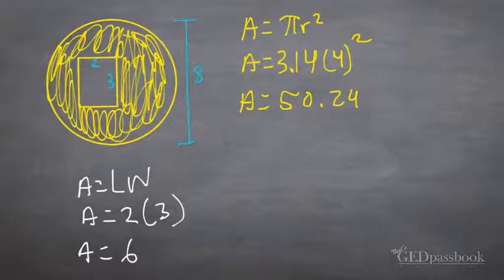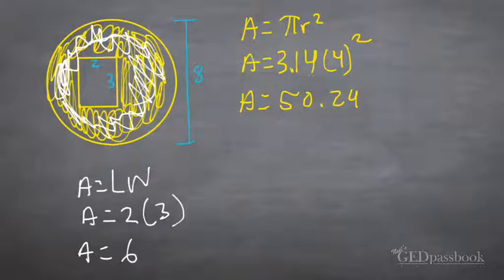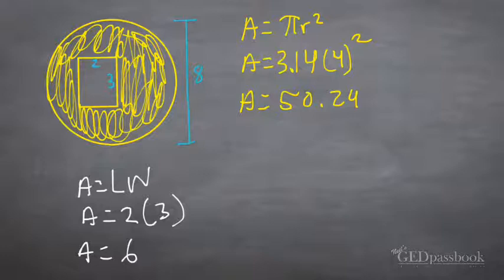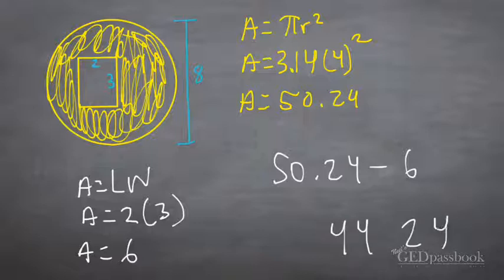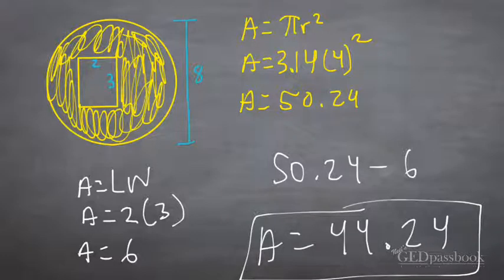So now, what is the area of just the shaded portion, just this little shaded portion that I'm shading in right now? 44.24. The only thing you have to do last is to subtract 6 from 50.24. So 50.24 minus 6, and what do we get? 44.24. So the area of just the shaded portion is 44.24.